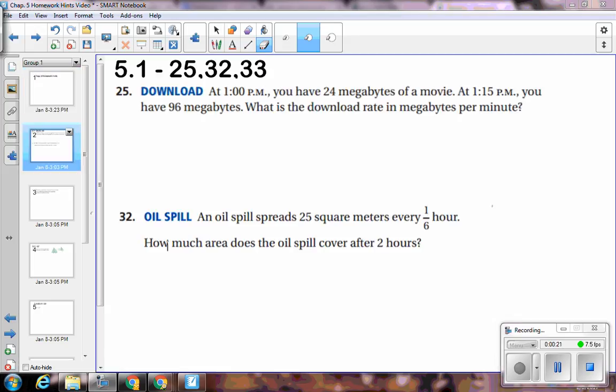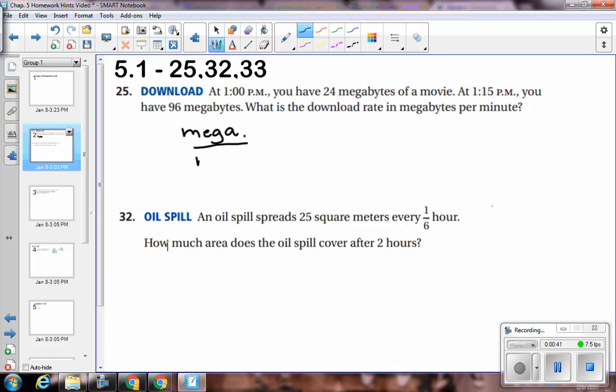Okay, in 5.1, number 25, this is the type of problem like the bacteria problem that we did in class. It says, what is the download rate in megabytes per minute? So we would have megabytes in our numerator and minutes in our denominator.